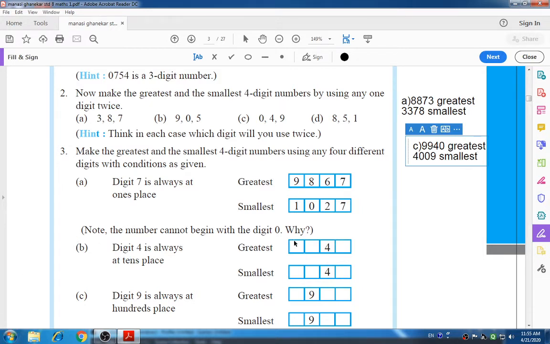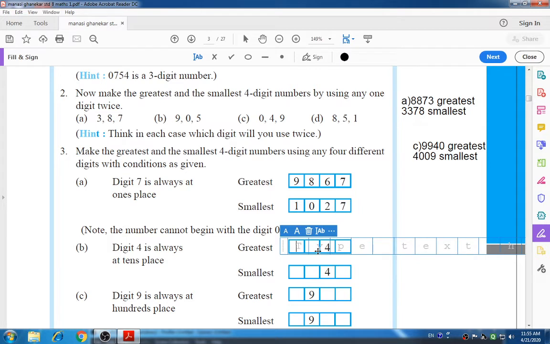Look at here question number B. Digit 4 is always at tens place. Look at here, at tens place they give us here 4. So we have to find out the greatest number. So I can write here 9. Here I can also write the 9 number again.